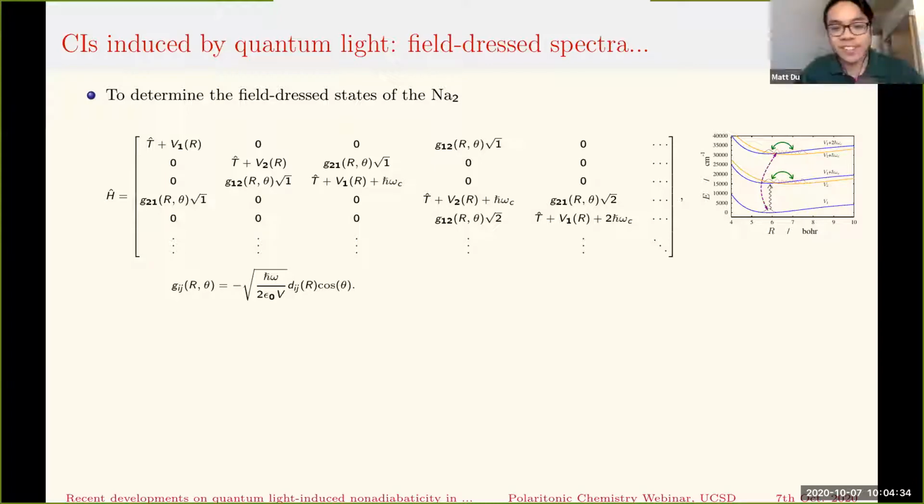Hi, so I have a question. You showed that using both electronic strong coupling and vibrational strong coupling, you can create light-induced conical intersections and modify the reaction dynamics. So can you comment on what situations it's better to use electronic strong coupling compared to vibrational strong coupling, and vice versa?